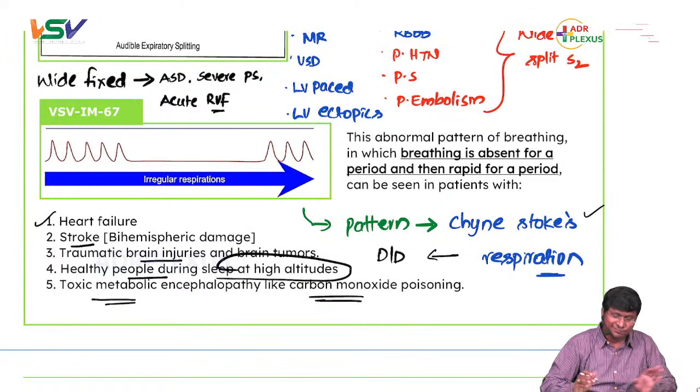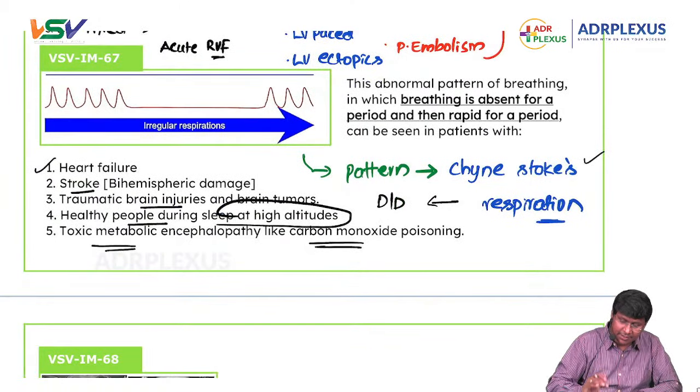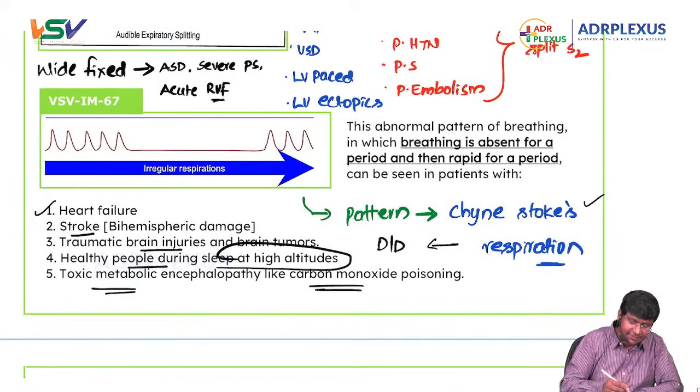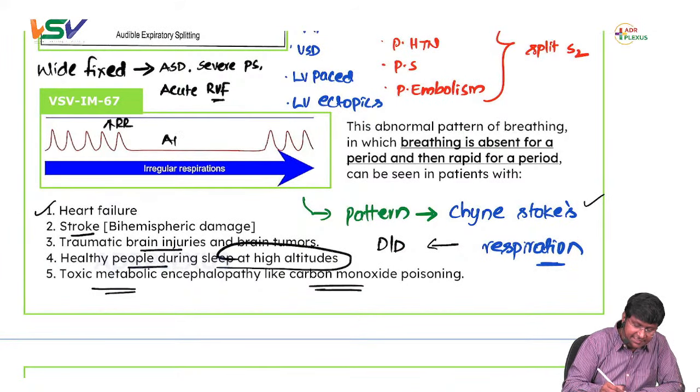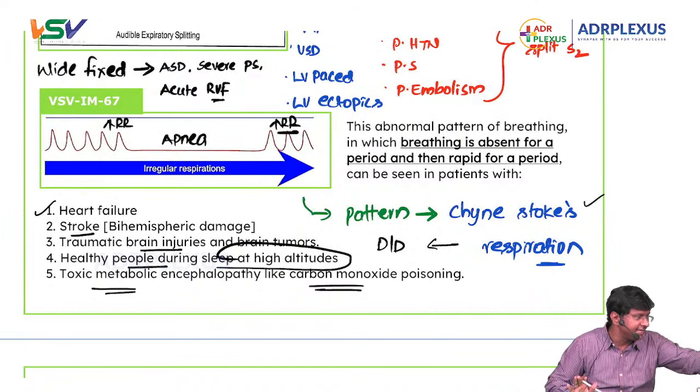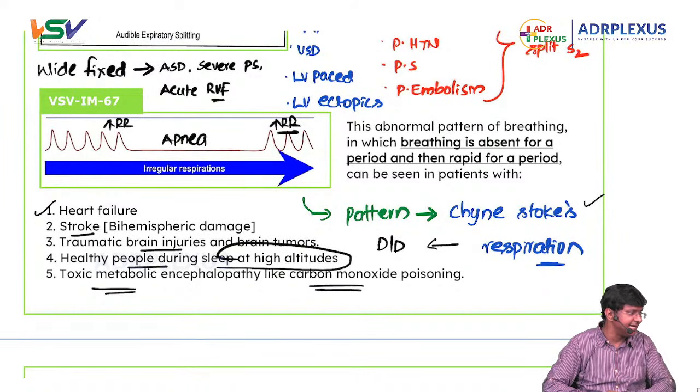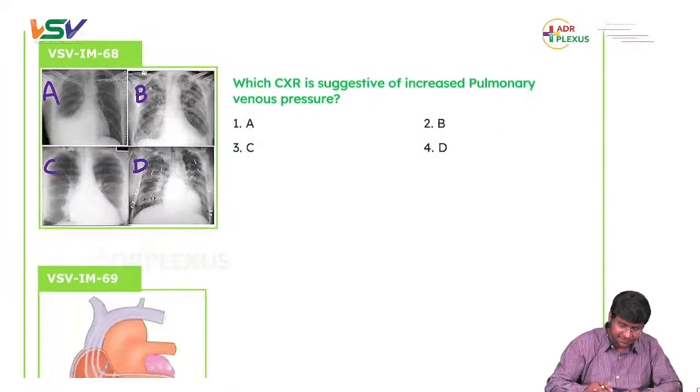Okay. Right. And what will be the character of that? There will be an increase in the respiratory rate for a while, and followed by that there will be apnea. Again there will be an increase in the respiratory rate, followed by apnea again. So this is the characteristic feature of Cheyne-Stokes respiration. Right.